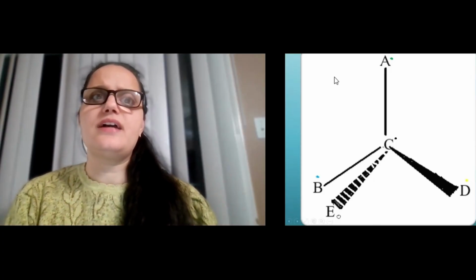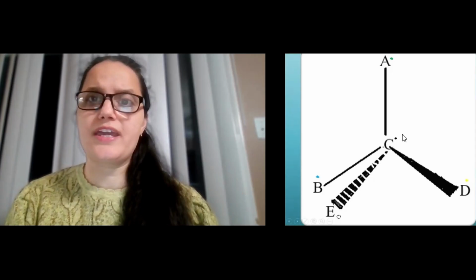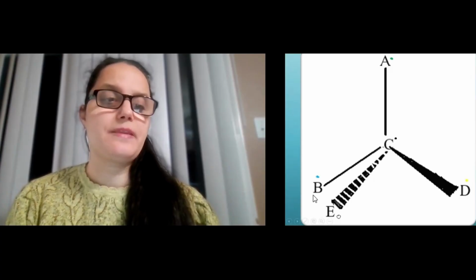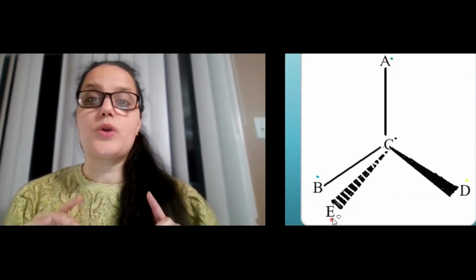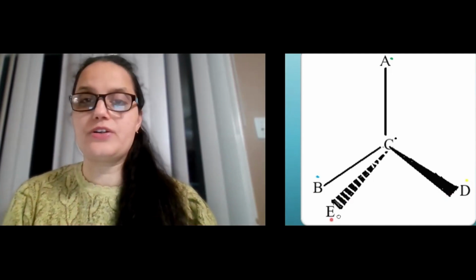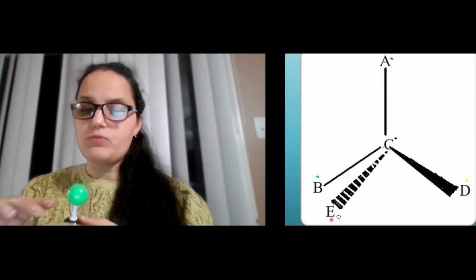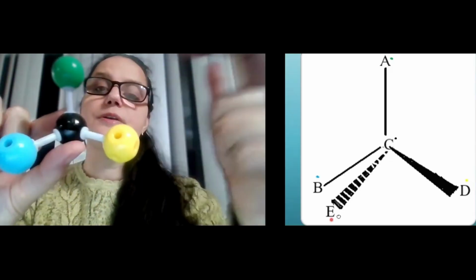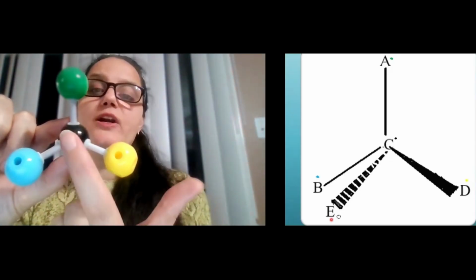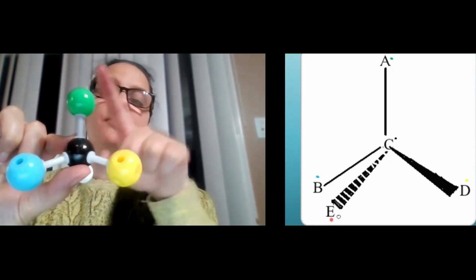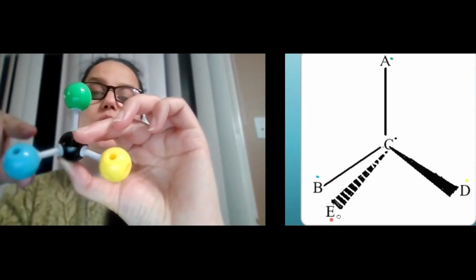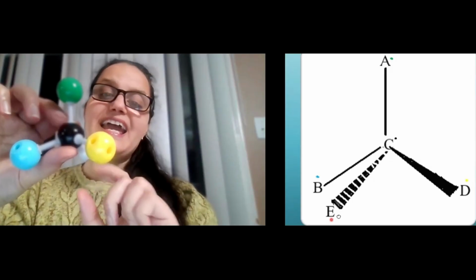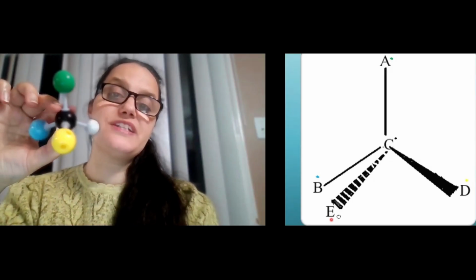So we have taken the example of a chiral carbon over here, which is bonded to 4 different groups: A, B, D, and E. These four different groups can be represented by these balls. This black ball represents the chiral carbon. This green ball represents A. This blue ball represents B. This yellow ball represents D. And this white ball represents E.